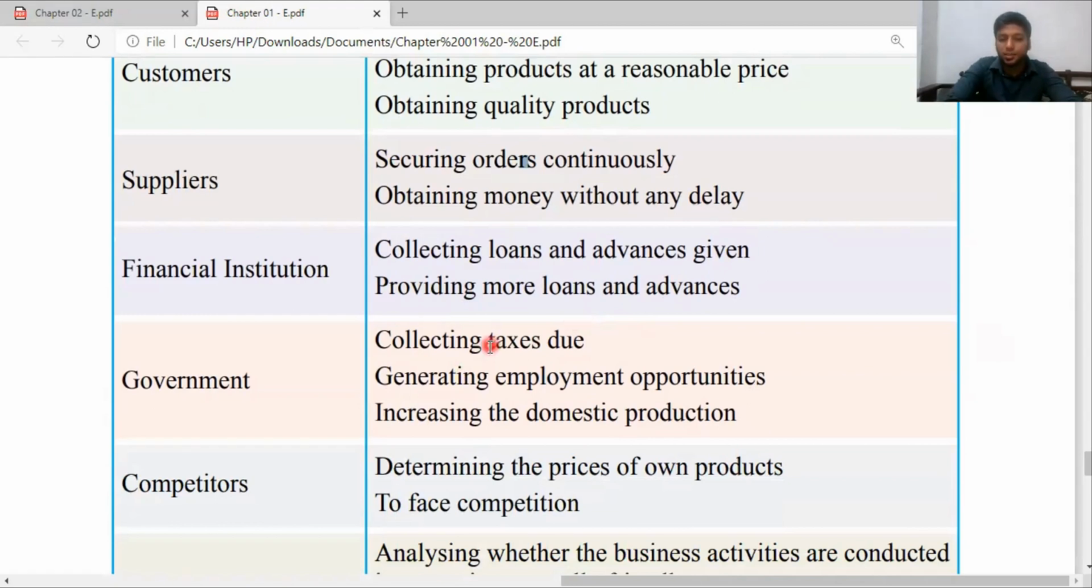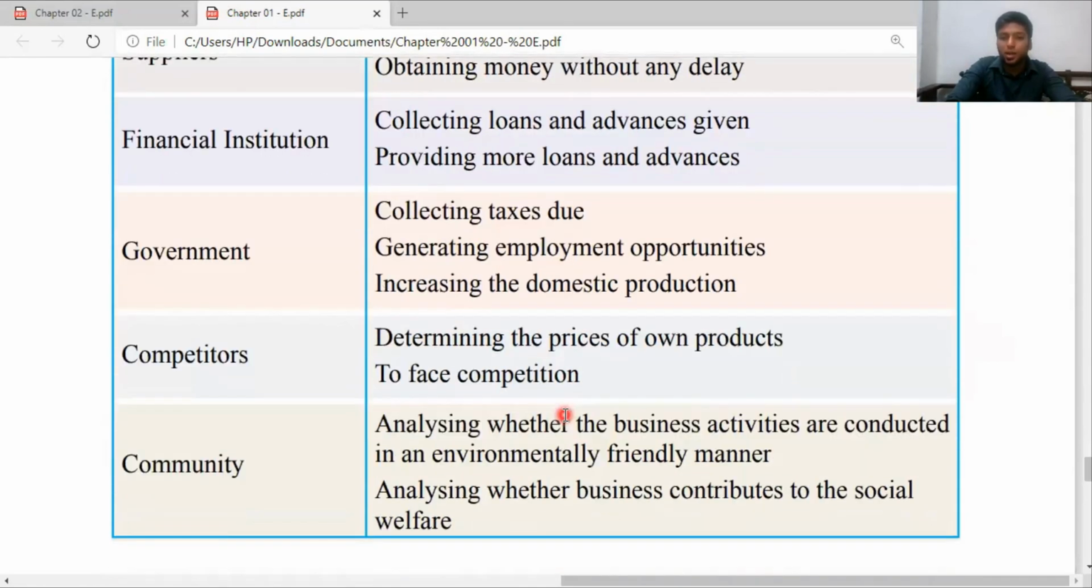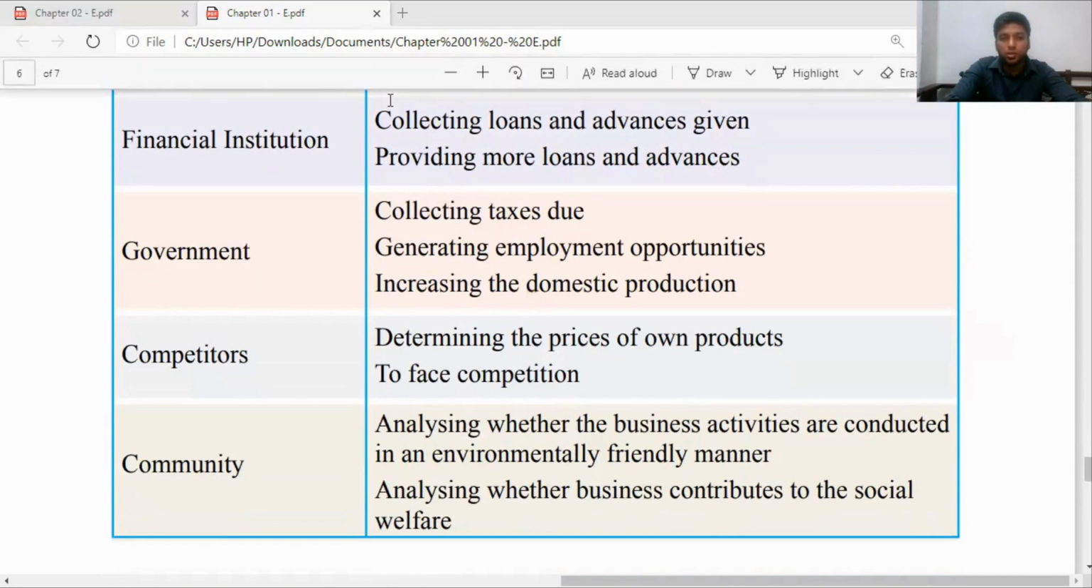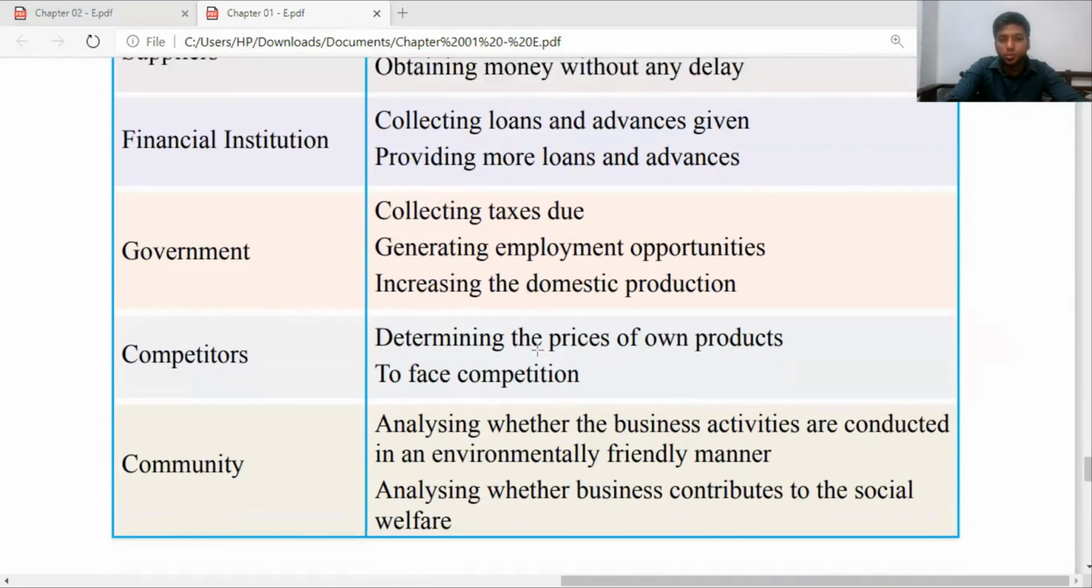Government, they collect taxes, they make job opportunities, they increase domestic production. Now this domestic production is a term people need to remember. What is this term? Domestic production is about producing as much as possible into the market. Now we all know what is a need, what is a want, but producing and giving to the whole market is what we say domestic production.